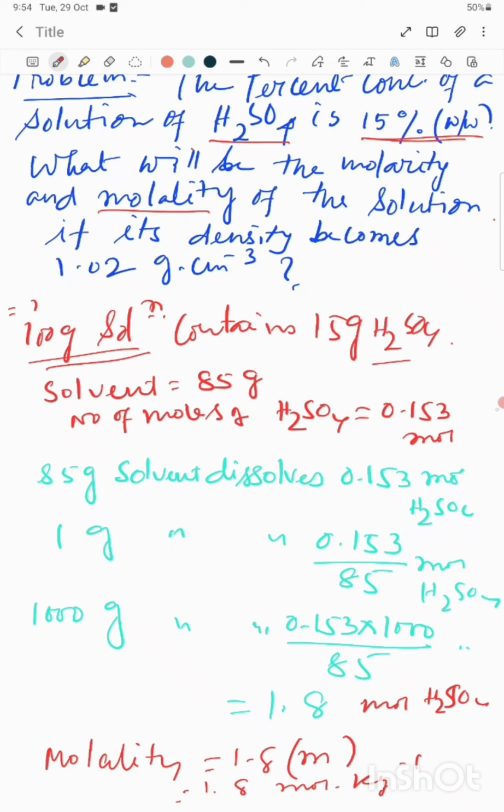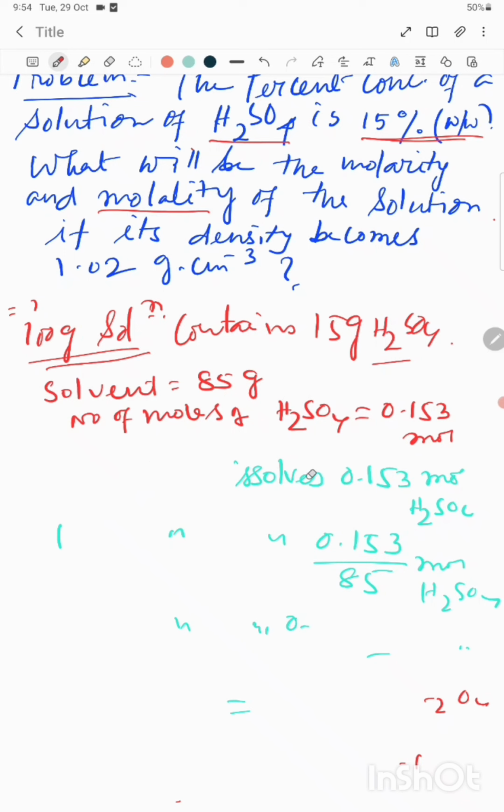Now we will go for the calculation of molarity. I think you have understood this one, that is how can we calculate molality. Okay, let's see for molarity now.